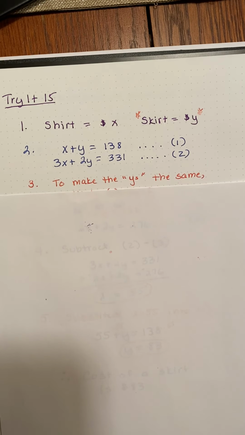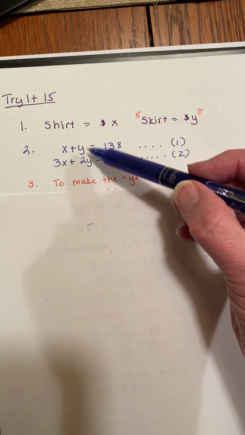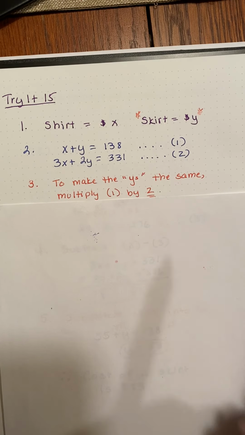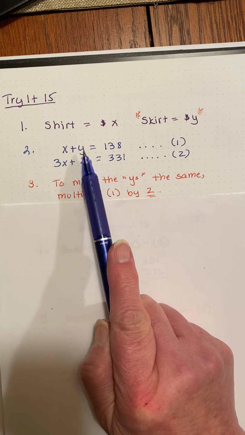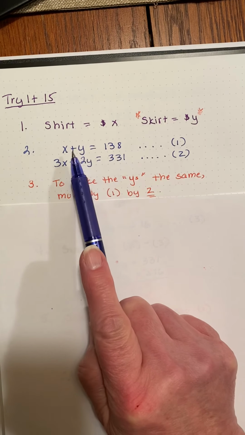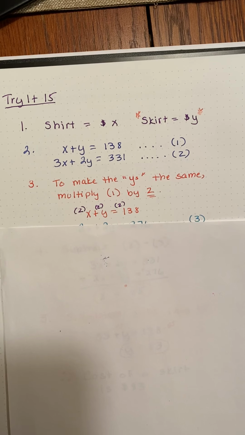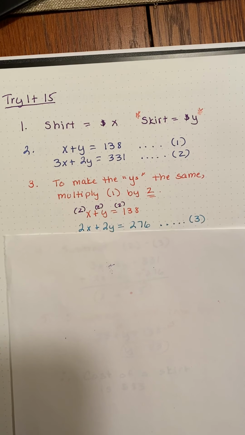So to make the y's the same, I'm going to multiply the first equation by 2. So I'm going to multiply all of the parts by 2. So I go ahead and do that. 2 times x plus 2 times y equals 2 times 138, so 2x plus 2y equals 276. There's my third equation.